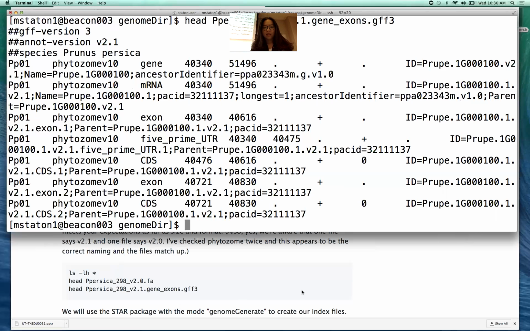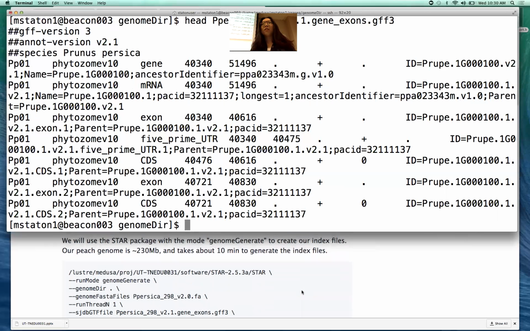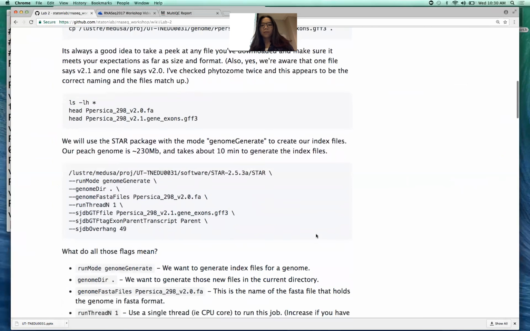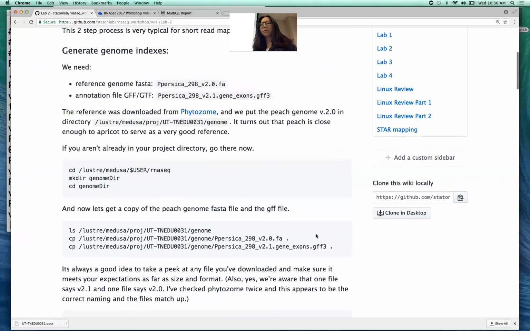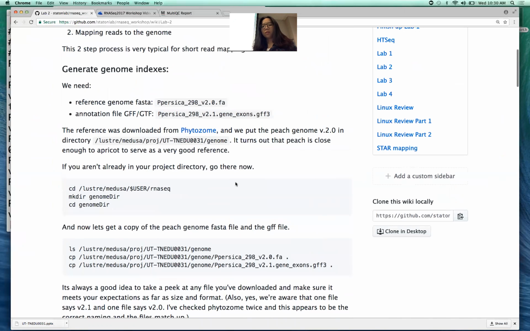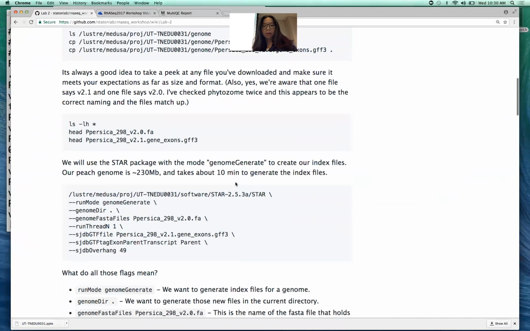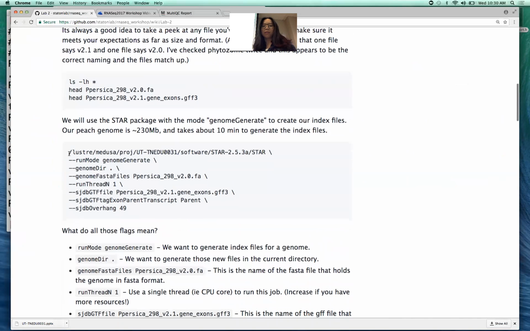Okay. And right now we will create the genome index. In the genome directory folder, go to our lab tool page. We will copy the whole bunch of commands here. You can just copy this and paste it in your terminal.